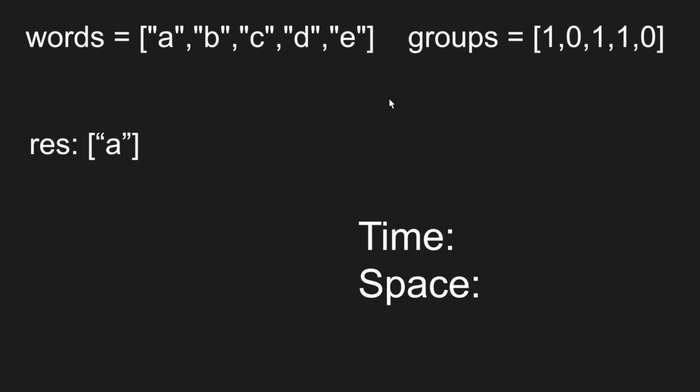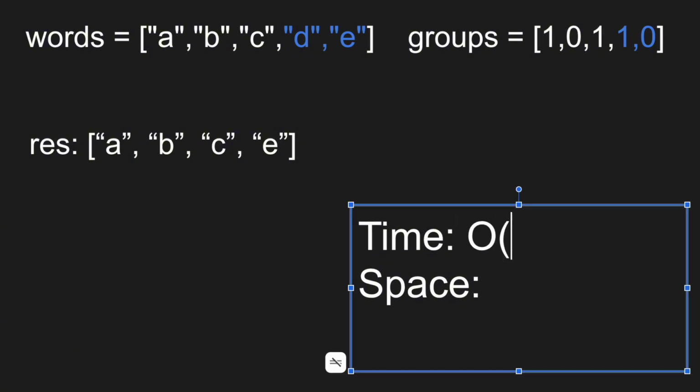So let's go over this example real quick. First we see that 0 is different from 1, so we add B to the result. We see that 0 is different from 1 again, so we add C to result. 1 and 1 do not differ, so we don't need to add D. 1 and 0 differ, so we add E. And now that we have come to the end, we can return this as our result.